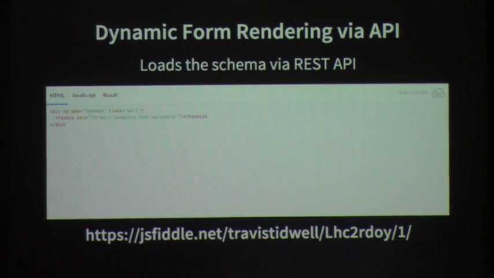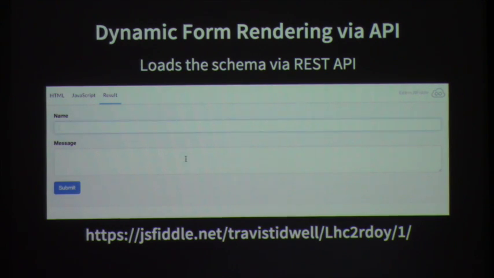I think I just already showed you how this works. This is dynamic rendering based on the API. So this is the API. This is the result that actually dynamically renders the form. I think you guys get that.